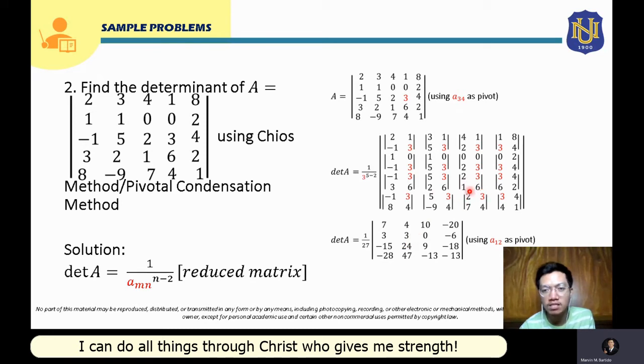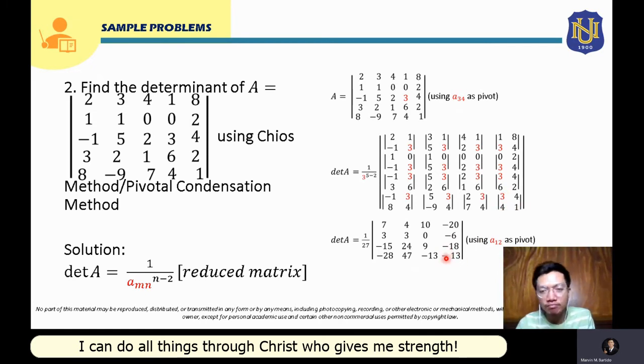And then we have here 2 times 6 minus 1 times 3, so that will be 9. And then we have here 3 times 2 minus 6 times 4, so that will be negative 18. And then negative 1 times 4 minus 8 times 3, that will be negative 28. And then 5 times 4 minus negative 9 times 3, so that will be 47. And then 2 times 4 minus 7 times 3, so that will be negative 13. And we have here 3 times 1 minus 4 times 4, so that will be negative 13 here.